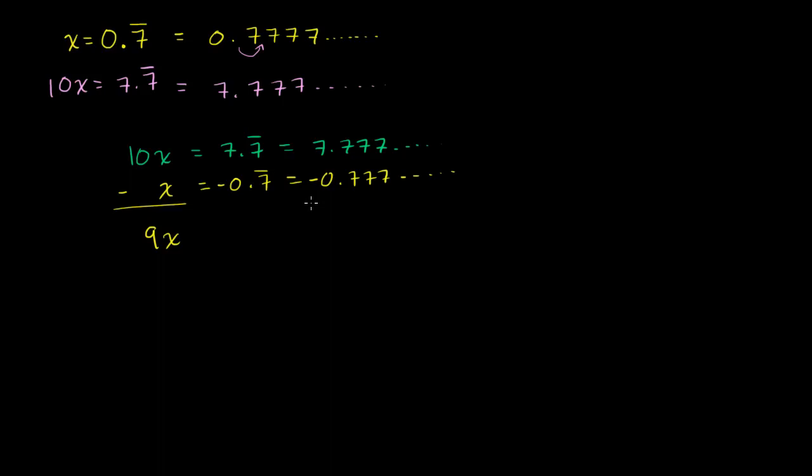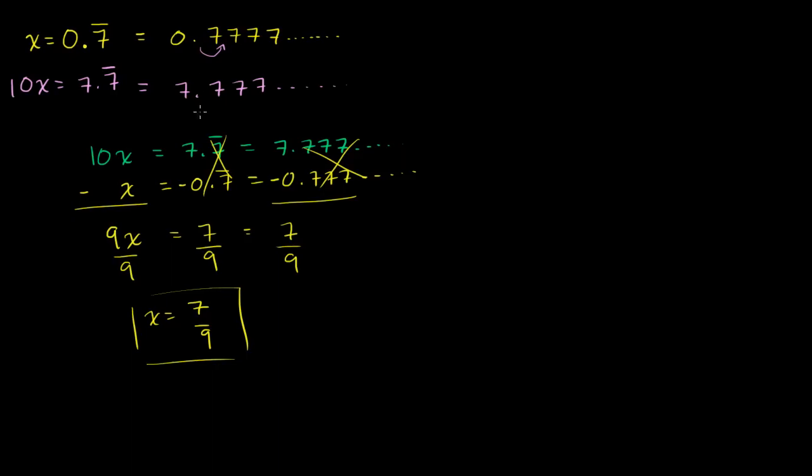And then that's going to be equal to, what's 7.77777 repeating minus 0.77777 going on and on forever repeating? Well, it's just going to be 7. These parts are going to cancel out. You're just left with 7. And so you get 9x is equal to 7. To solve for x, you just divide both sides by 9. And you get x is equal to 7/9.